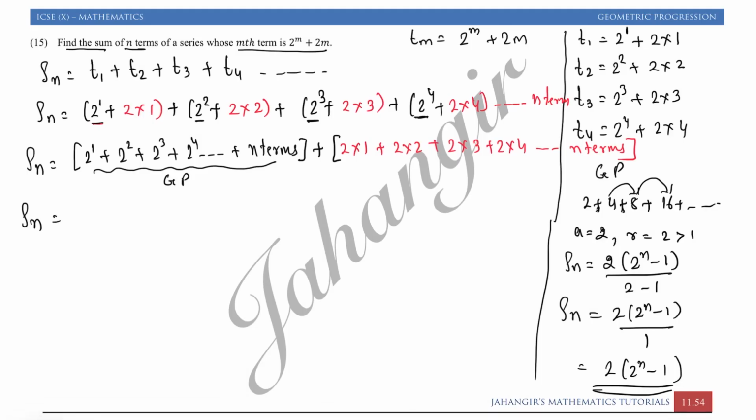Sn is equal to 2 raised to 2n. You can just write all steps. 2 raised to 2n minus 1 upon 2 minus 1. This is the GP. Now we will do the AP part.